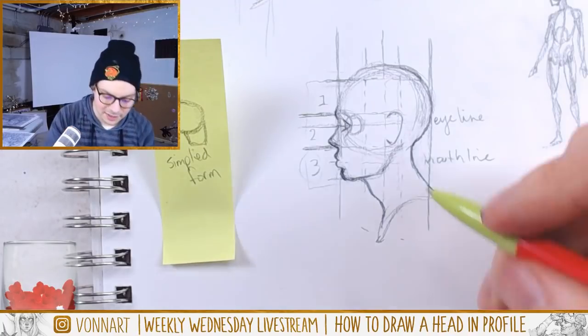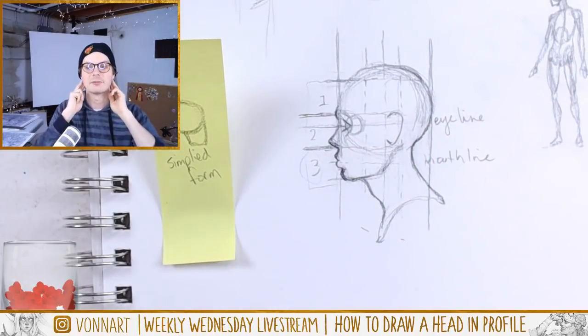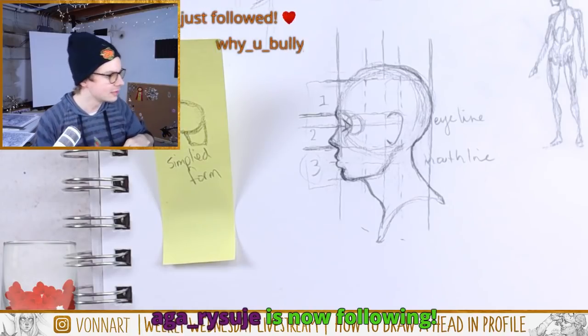And without going too much into neck anatomy, basically there's two muscles that wrap around basically right under your ear.